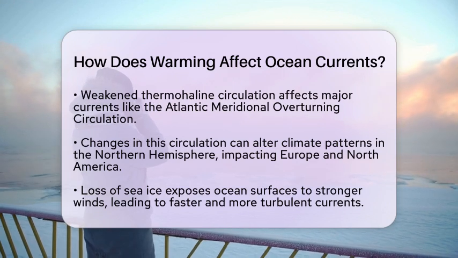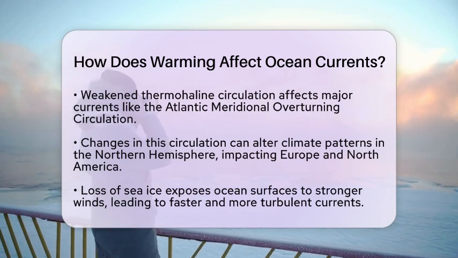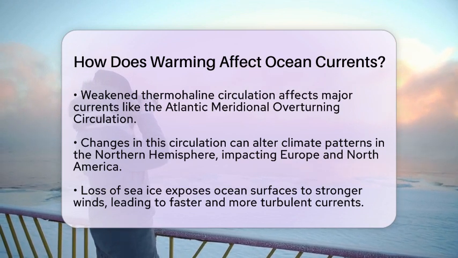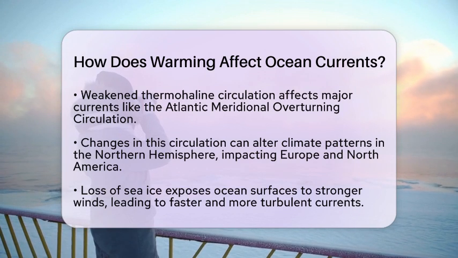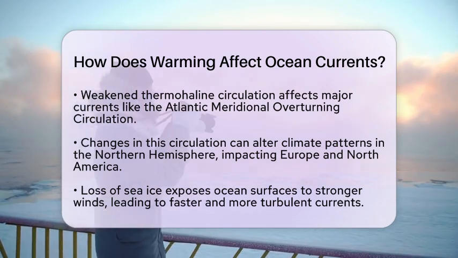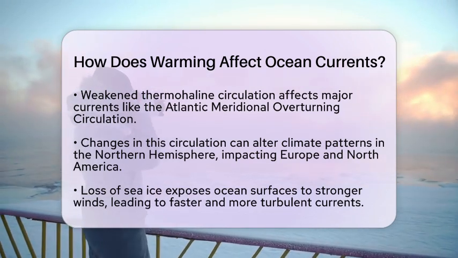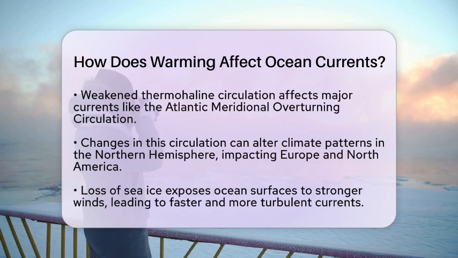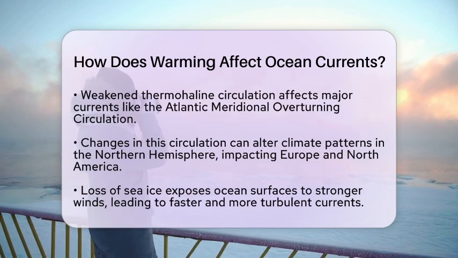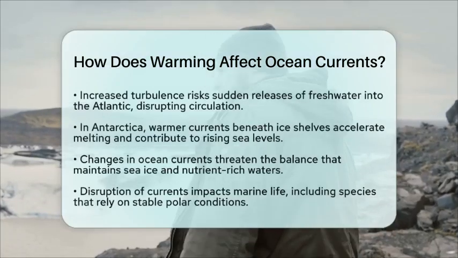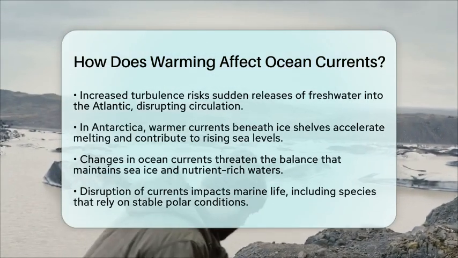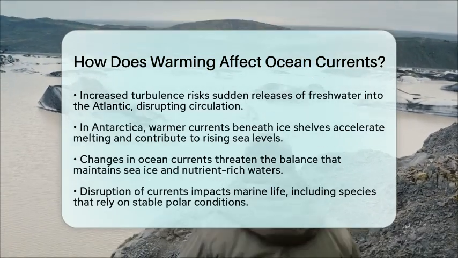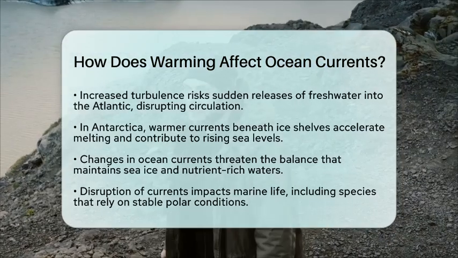In Antarctica, warmer ocean currents flowing beneath floating ice shelves are accelerating melting. This not only contributes to rising sea levels but also adds freshwater to the surrounding ocean, potentially affecting local and global ocean circulation patterns. These changes in ocean currents are especially critical for the polar regions because they alter the balance that maintains sea ice and the cold, nutrient-rich waters that support unique ecosystems.